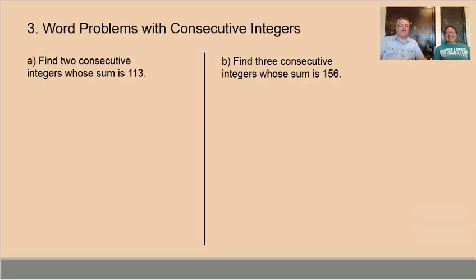All right, so now let's get to the word problems that involve these. Find 2 consecutive integers whose sum is 113. Our first consecutive integer would be x, because we have no number. If x represents the first integer, the next one would be x plus 1. For if x is 4, then x plus 1 would be 5, the next one.